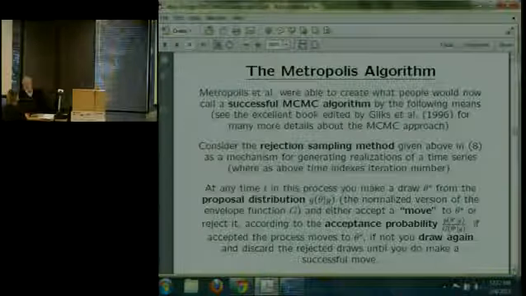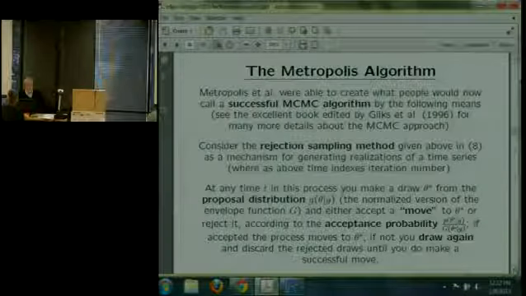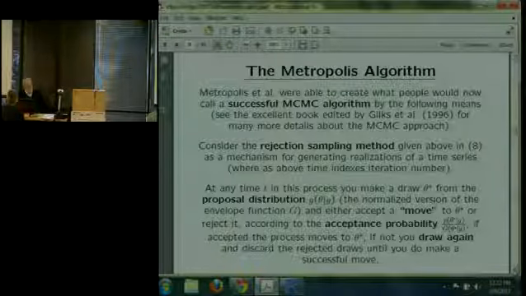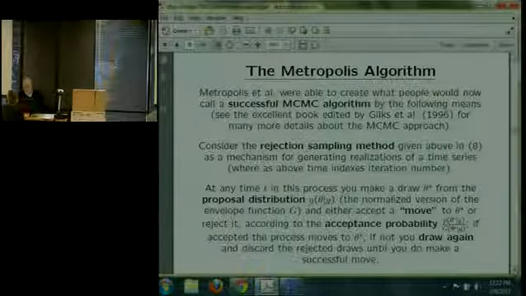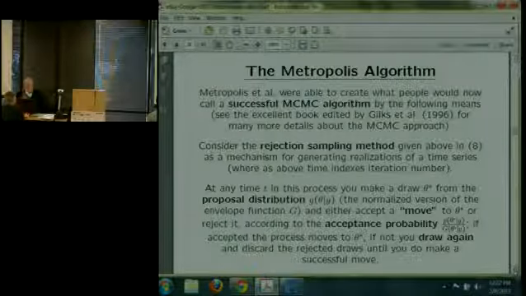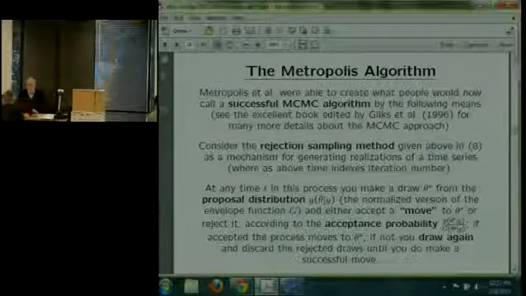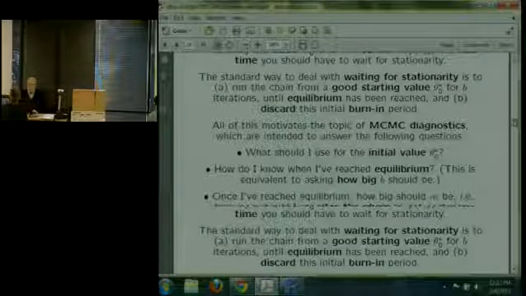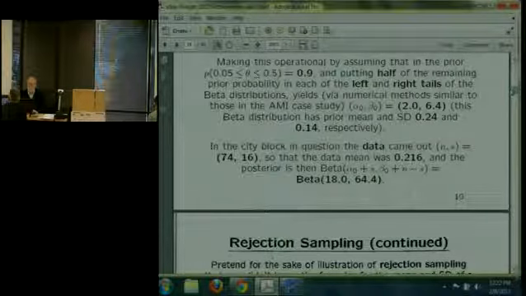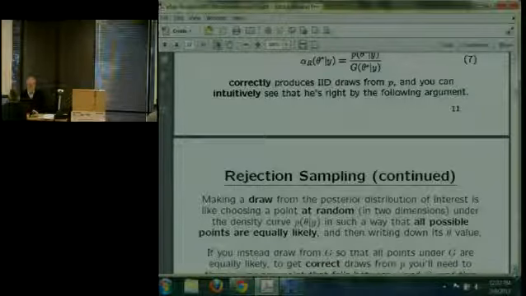Metropolis and his colleagues, including Edward Teller, were able to create what people would now call a successful MCMC algorithm by the following line of reasoning. And as I said, you can read more from that book by Wally Jokes and others to learn more about this. And that could include just reading the chapters that I posted on our webpage. So consider, we start with von Neumann. Consider that rejection sampling method given above in the box that was equation 8. So let's go all the way back there and look at that box again. So there's von Neumann.